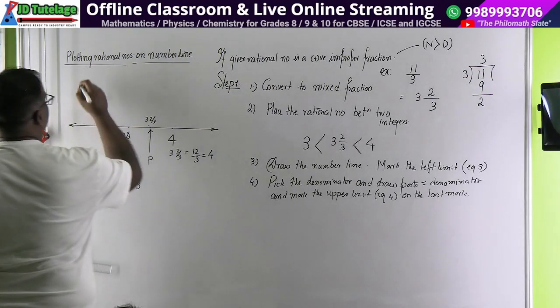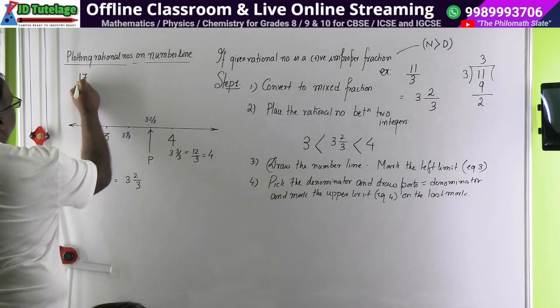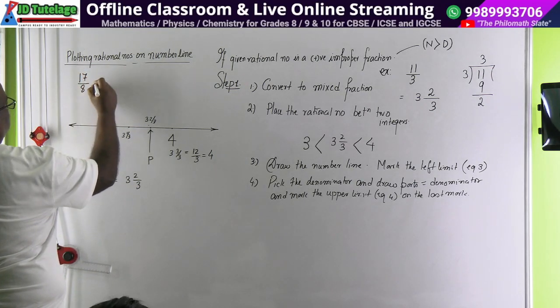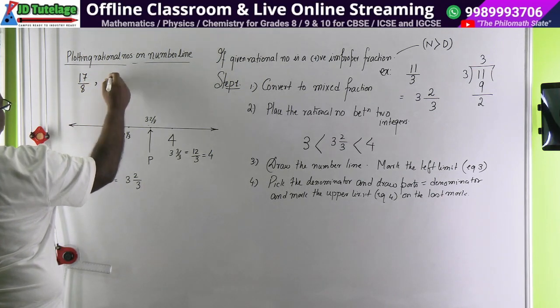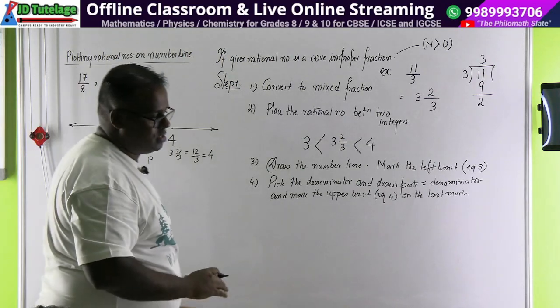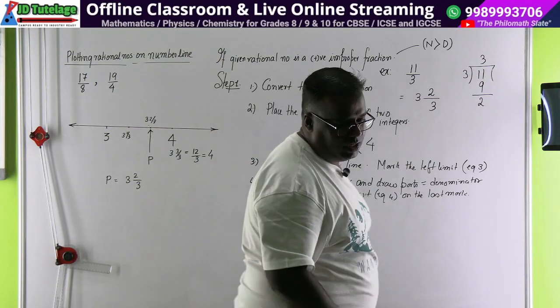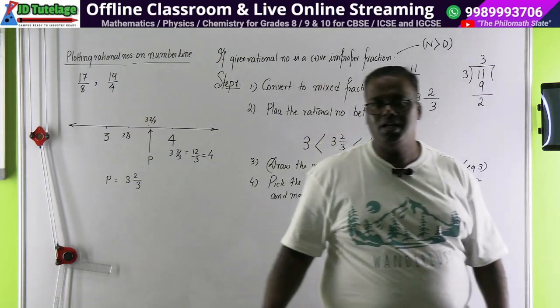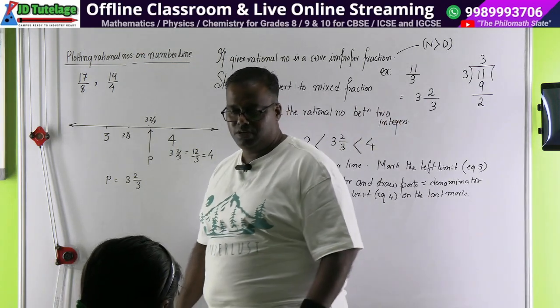You plot 17/8, and on a different number line, you also plot 19/4. Try to plot these two numbers, 17/8 and 19/4. सबसे पहला स्टेप क्या था? मिक्सड फ्रैक्शन बनाइए.